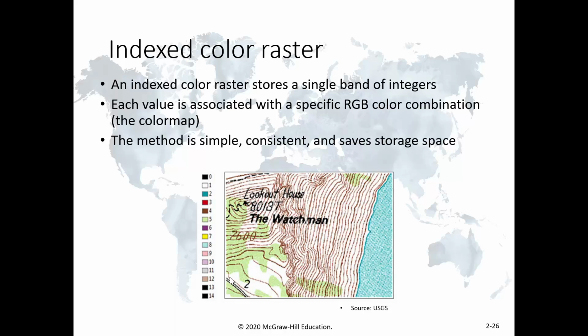This is an image, this is not vector data, so these are all cells. And so we can quickly identify which cells have what color attributed to them.